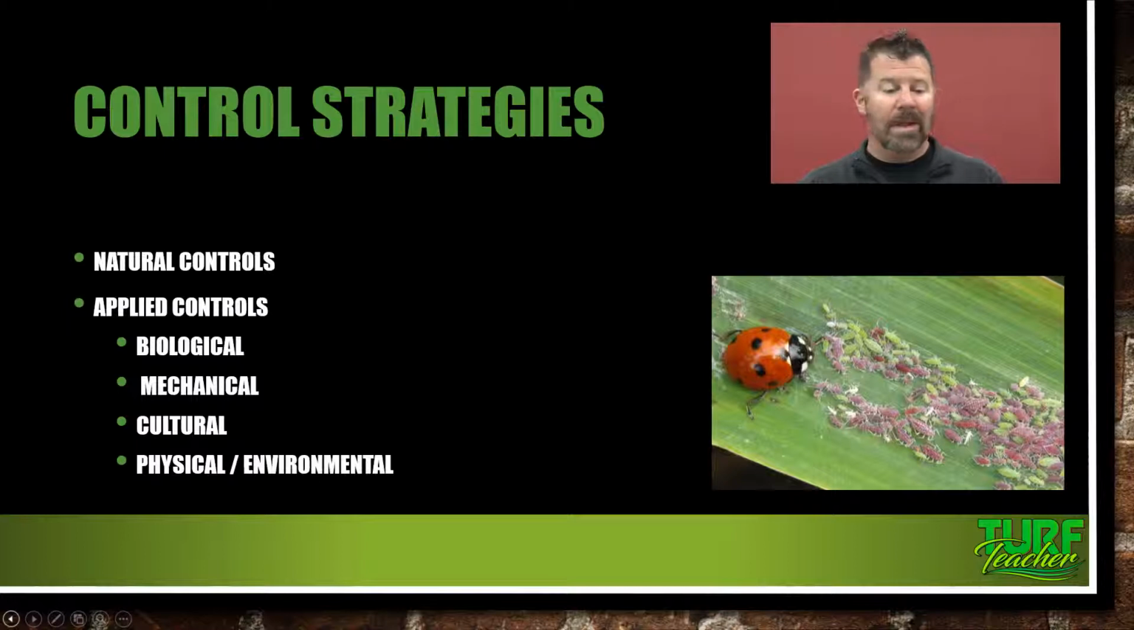Applied controls can be biological, mechanical, cultural, or even changing the physical environment that the pest is in would actually get rid of it. Something as simple as getting rid of cockroaches in your house, guys, or ants, is putting your dog food bowl in a moat. They're not going to get to it. They're not even going to walk over to it.